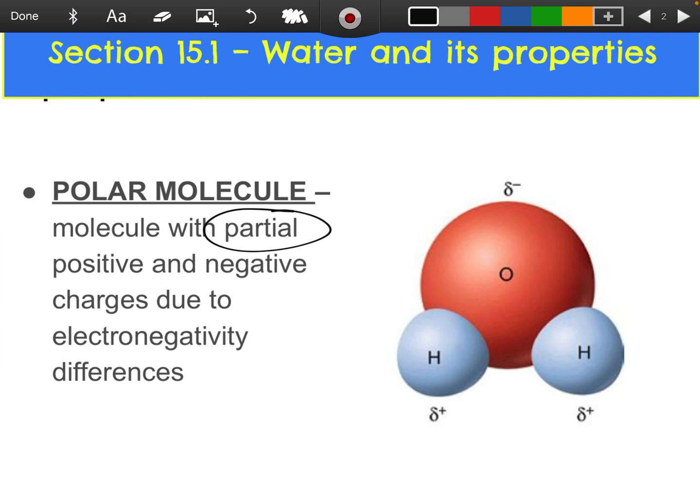With the term partial, this symbol here, which is kind of a mix of an 8 and an S, is the symbol for partial. This side of the molecule would be partially negative because if you compare the electronegativities, oxygen has a higher electronegativity value than hydrogen. And so hydrogen would be more positive, oxygen would be more negative.